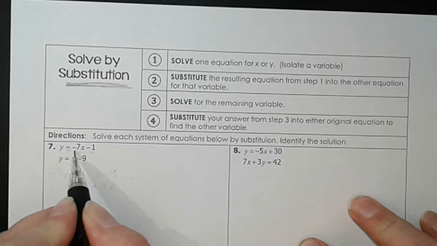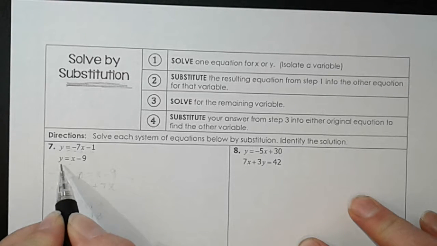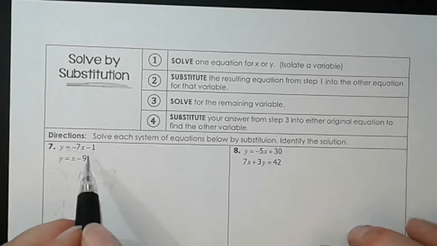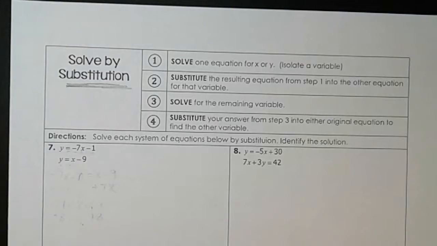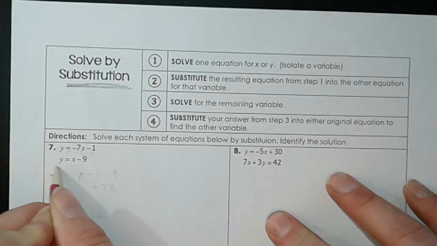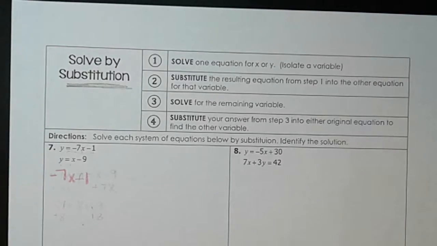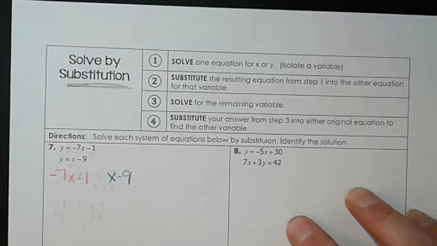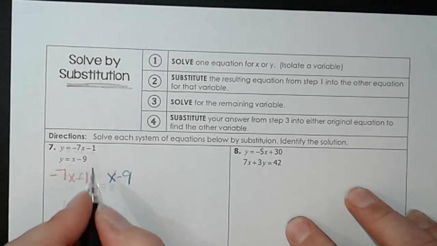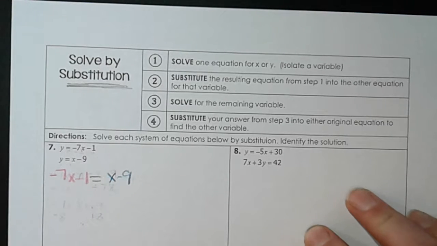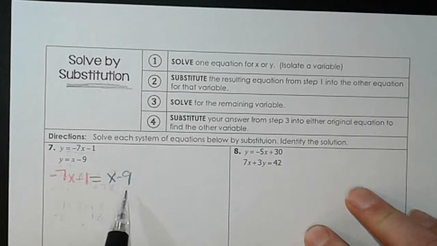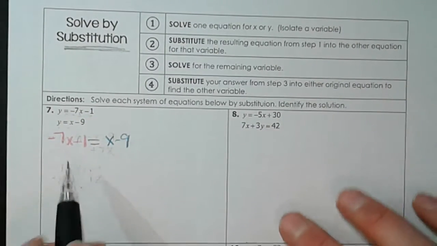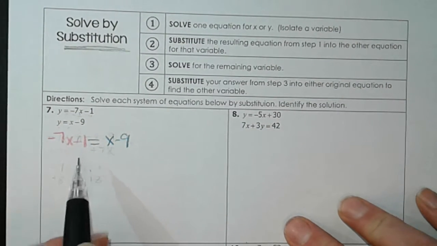So this says y equals negative 7x minus 1, and this says y equals x minus 9. Okay, so this says y equals that, and this says y also equals that. So y equals negative 7x minus 1, but it also equals x minus 9. Well, if this equals y and this equals y, then they should equal each other, right? So now look, we only have one variable and we can solve for that variable. We're trying to get this down to just one variable and then we solve for that one.